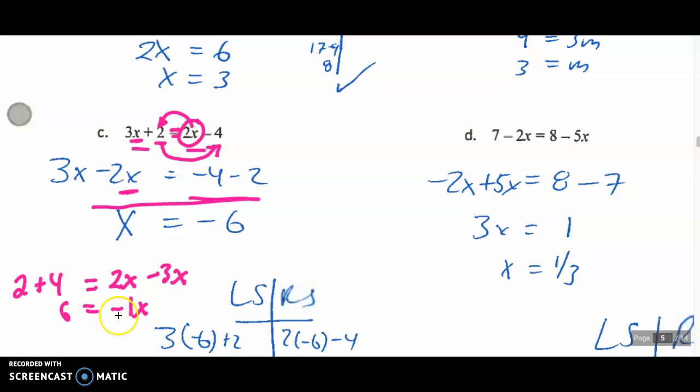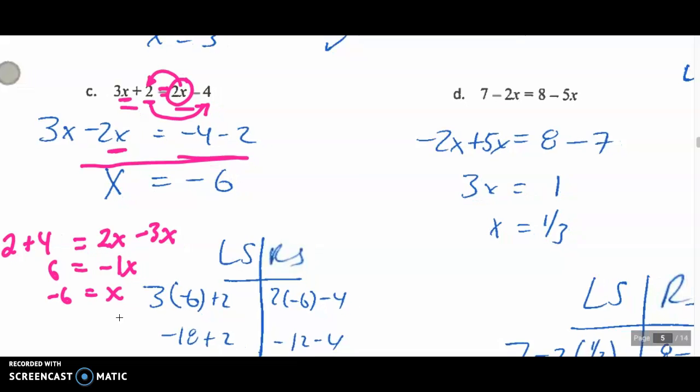So here I have 6 equals minus 1x. I'd have this negative 1 multiplying with the x, so I have to divide. So 6 divided by negative 1 is negative 6, and I get the same answer. So it doesn't matter which side you bring it on, you get the same thing.